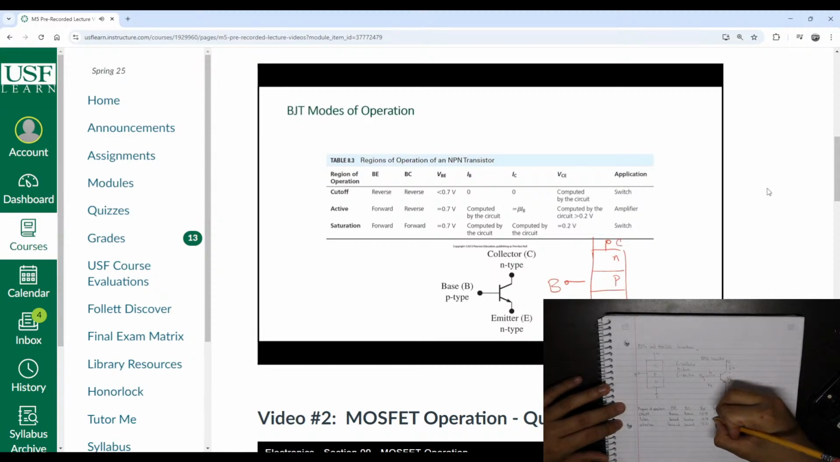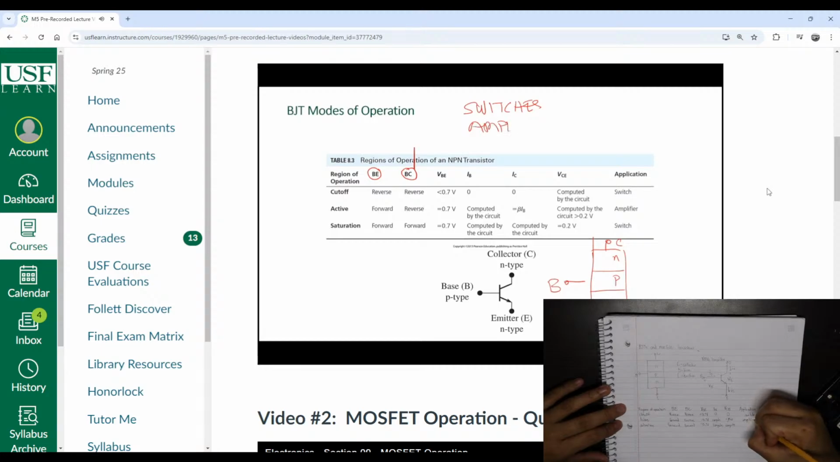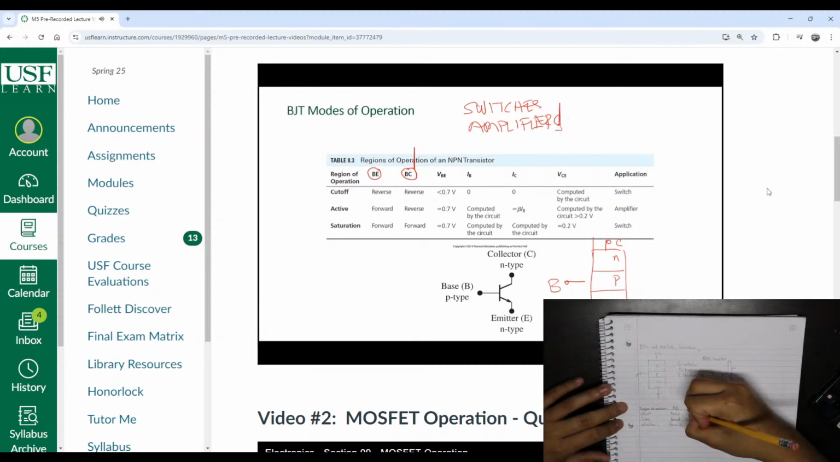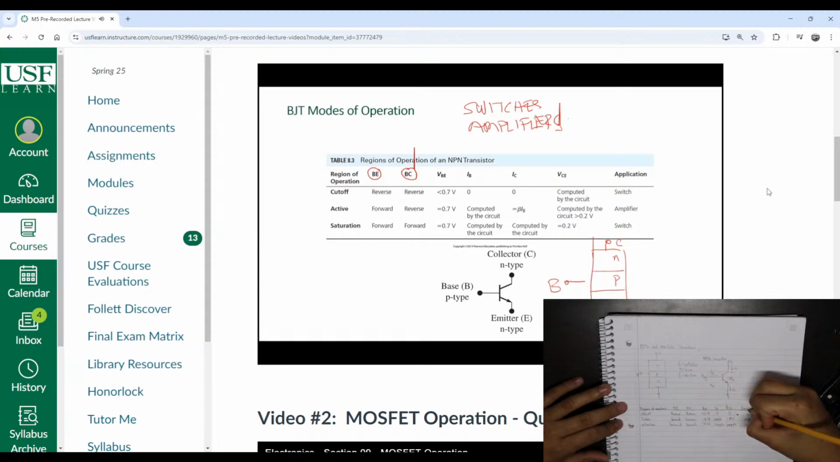Collector here and emitter. So the operation again depends on how the base to emitter and the base to collector junctions are biased. Let's also remind everybody that the two key applications for transistors are as switches and in amplifier circuits. There's a lot more applications, but these are the two main applications for transistors.